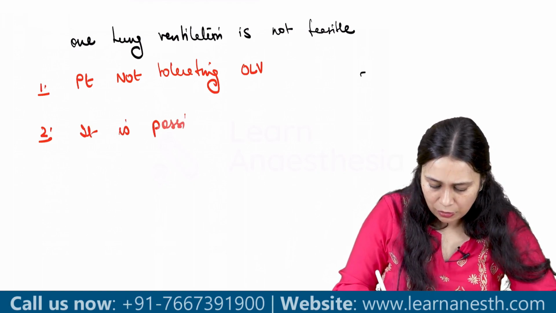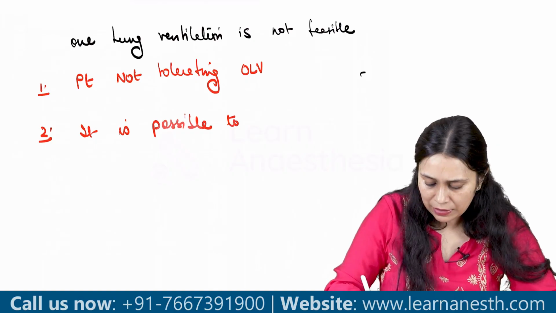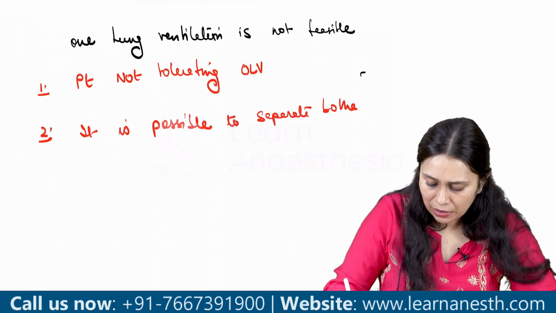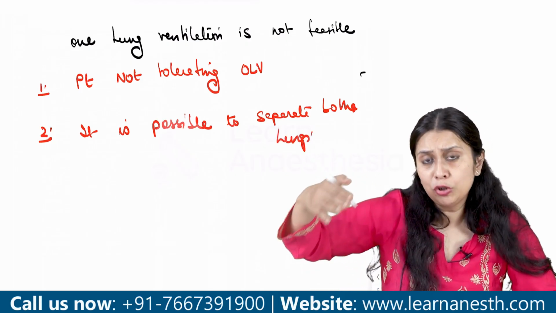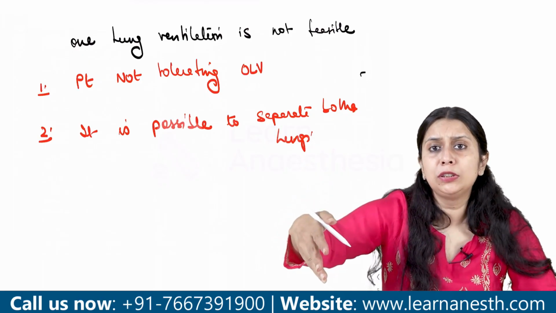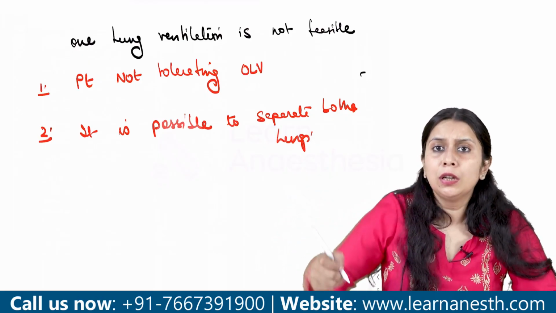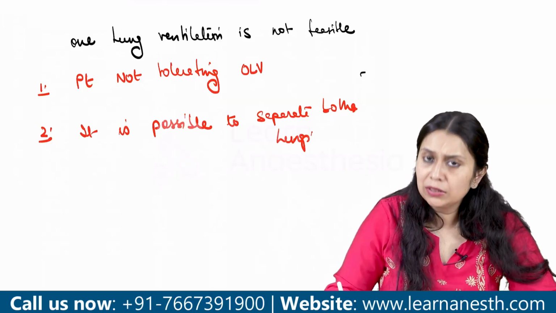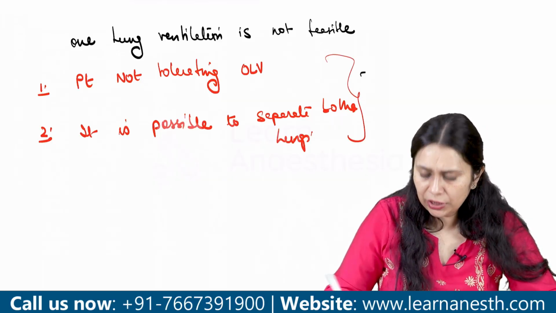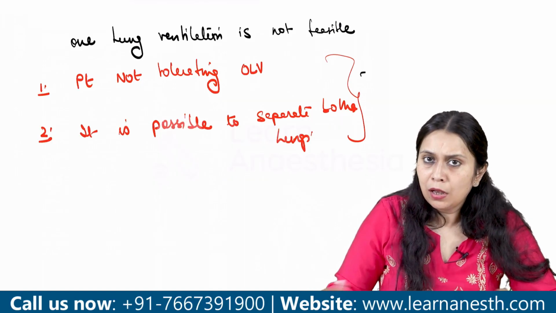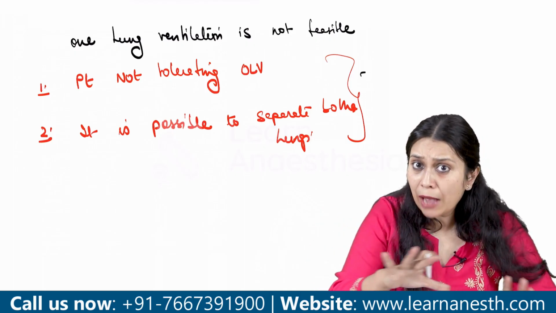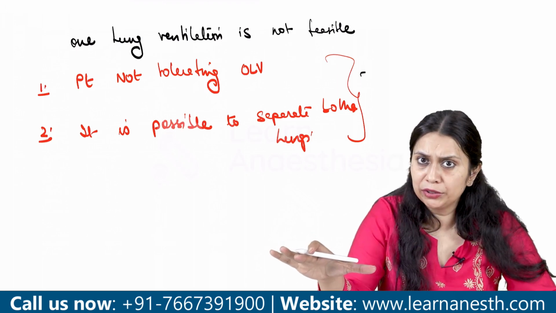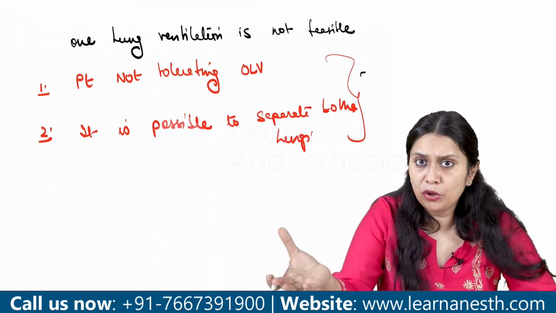There are conditions where we cannot separate one lung from another. There is a tumor or mass in the bronchus, we cannot put a double lumen tube, or we cannot put a bronchial blocker. It's not feasible to separate both the lungs. So in those conditions also one lung ventilation cannot be practiced. Once we have discussed the indications and where we cannot practice one lung ventilation, there is no absolute contraindication of one lung ventilation, right? There is nothing like absolute contraindication.